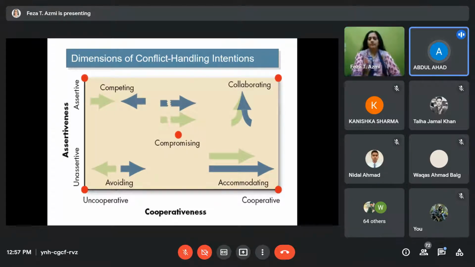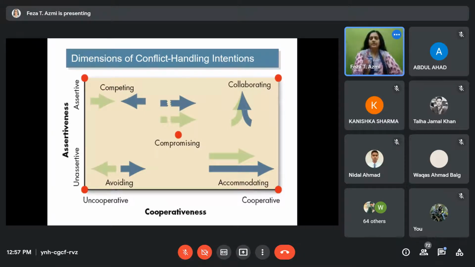Ma'am, in this, both the parties are thinking they are correct, so they are competing. No one is listening to each other. No, no, no. It is from the point of view of one person. Okay, so as a manager, I am highly assertive, but not so cooperative, low on cooperativeness. So I adopt a competing strategy.